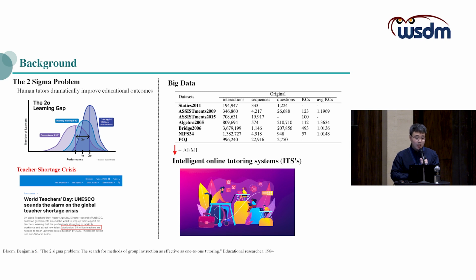Fortunately, online learning can bring us many datasets. Here are some commonly used datasets in KT. I think no teacher can read all the interactions in their life, but the computer can. So by combining the data with AI and machine learning, we can build an intelligent online tutoring system. We call that ITS. The core of ITS is how to assess the ability of students.